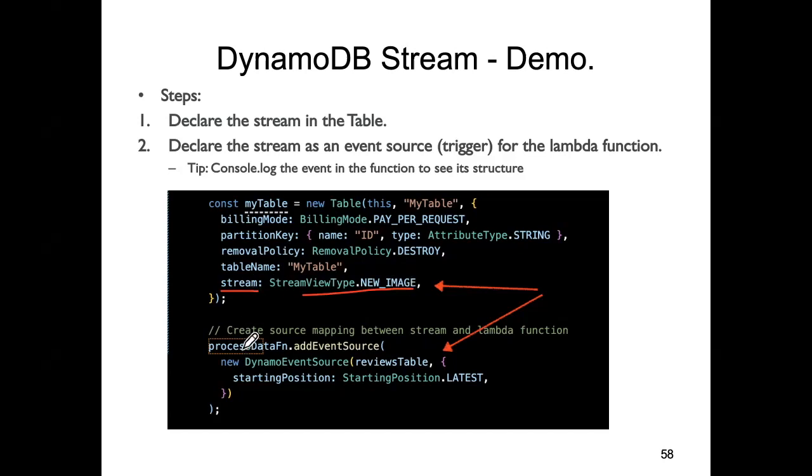Down here is where I connect up the log stream to my Lambda function. And I'm adding an event source. Adding an event source is something that we've seen before in relation to SQS. In this case, though, the event source is of type DynamoDB event source. And we configure this DynamoDB event source by referring it to the actual table itself. So review table here is just a reference to my table.